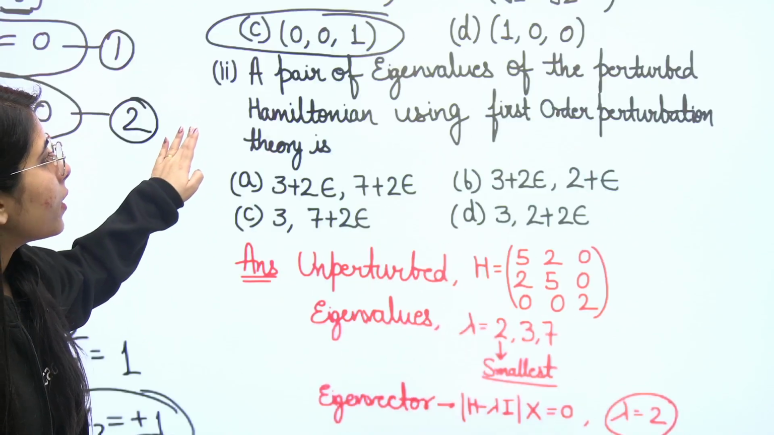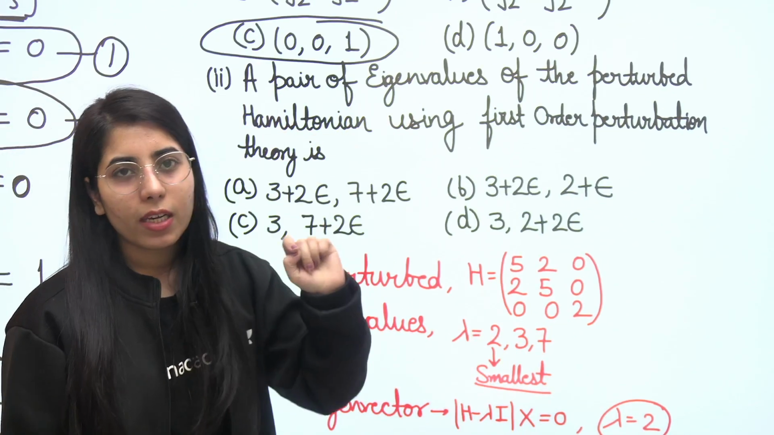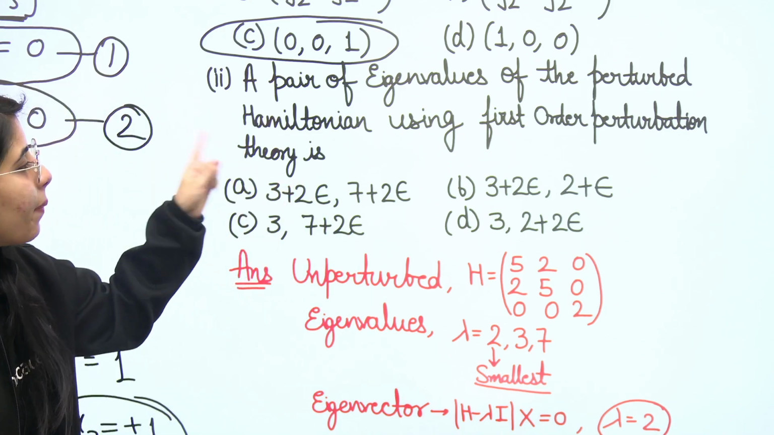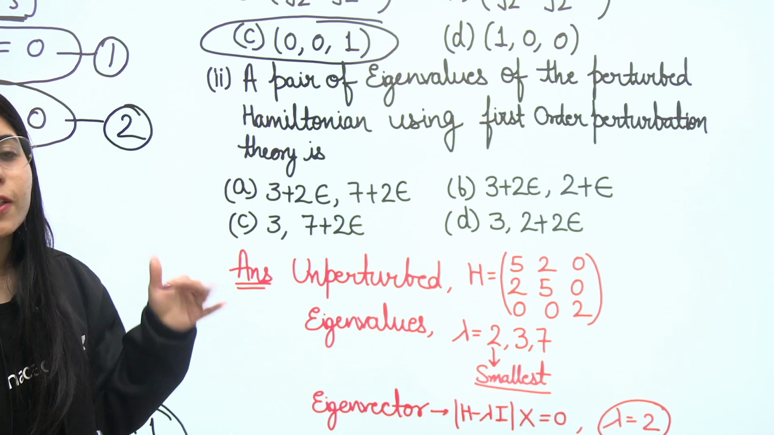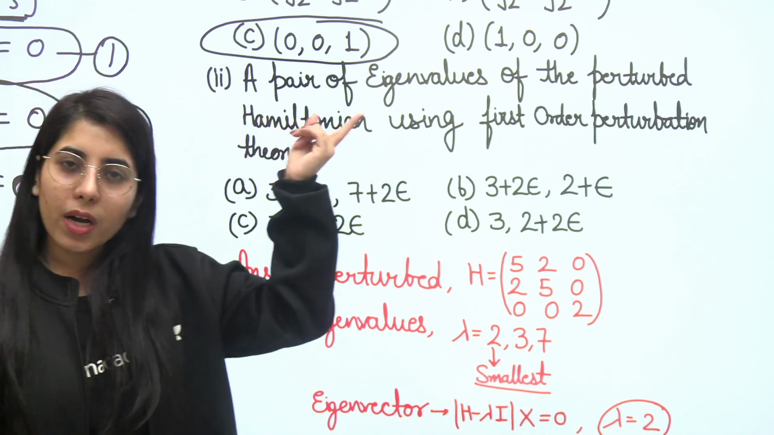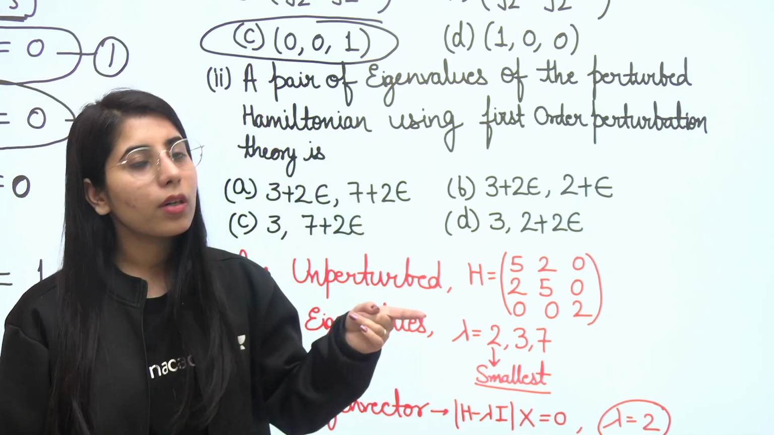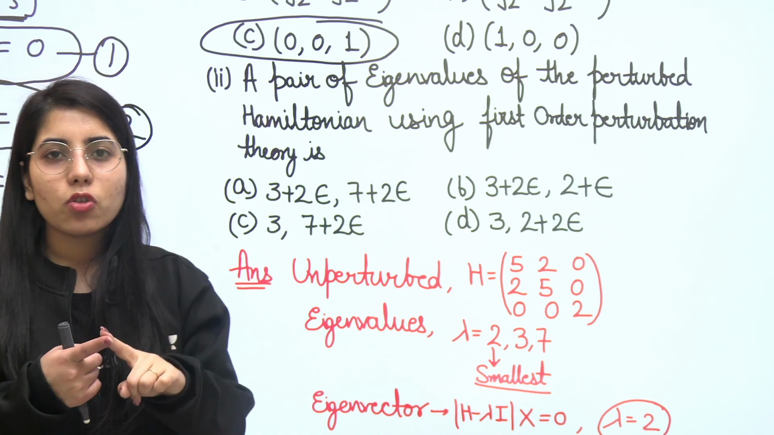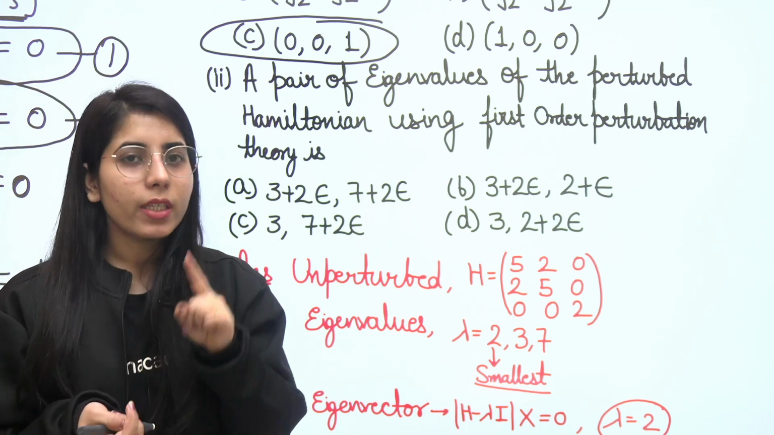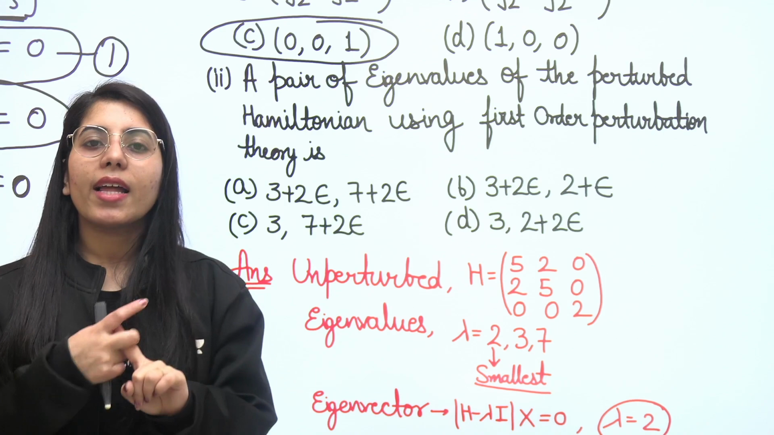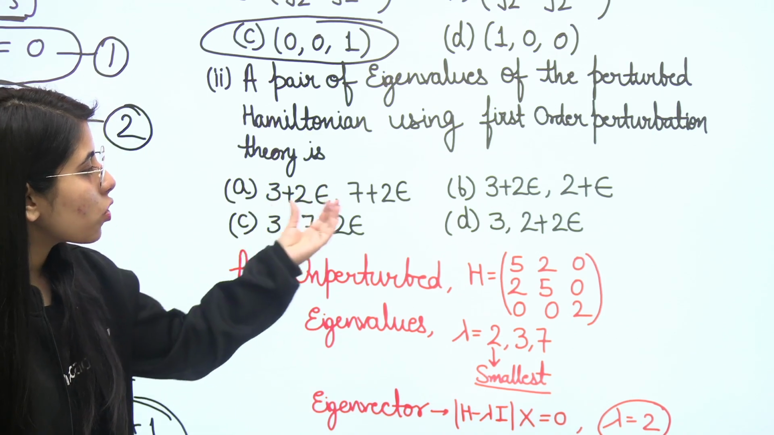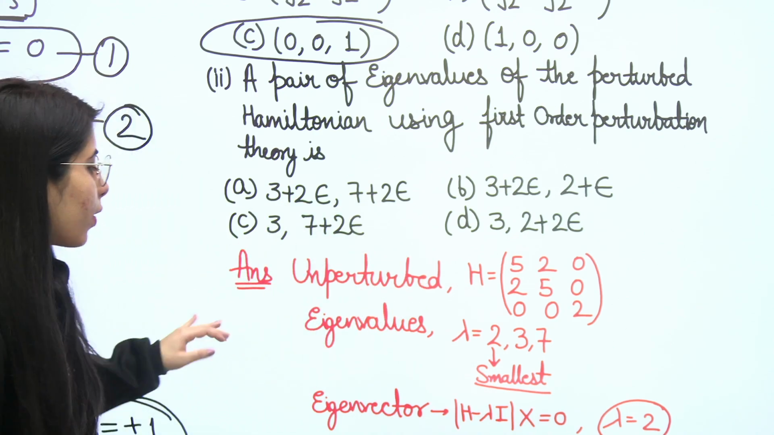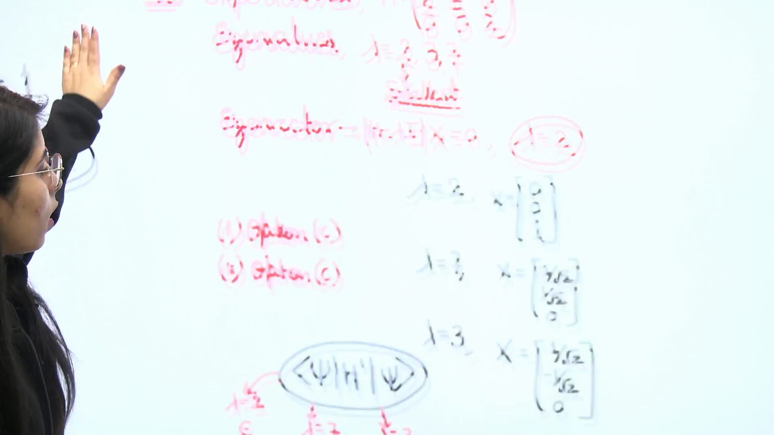The second part is to find a pair of eigenvalues of the perturbed Hamiltonian using first order perturbation theory. Clear? It is going to be similar to the first question I have discussed. So firstly, you will find the eigenvalues of the unperturbed part, then the perturbed part. Clear? And then get to know about the combination which is present in the options. If I show you some of the steps here, look at this.